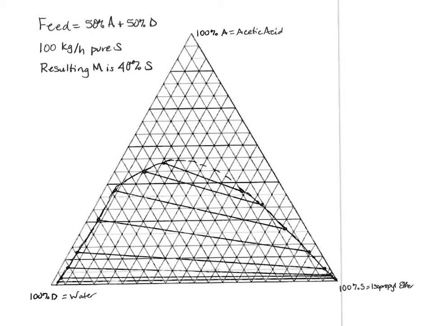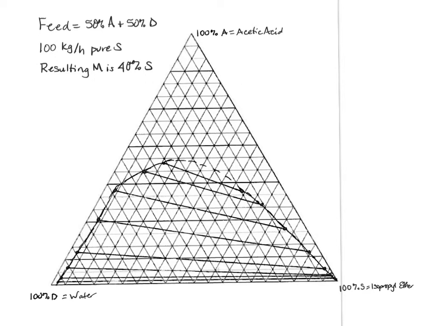So here we have graphed the data for the system, designated as A, D, and S, matching the nomenclature in Wankat's textbook. The feed is 50% A with 50% D. The solvent is pure and it's flowing at 100 kilograms per hour, and my resulting mixture will be 40% S. So let's try graphing these on this diagram.